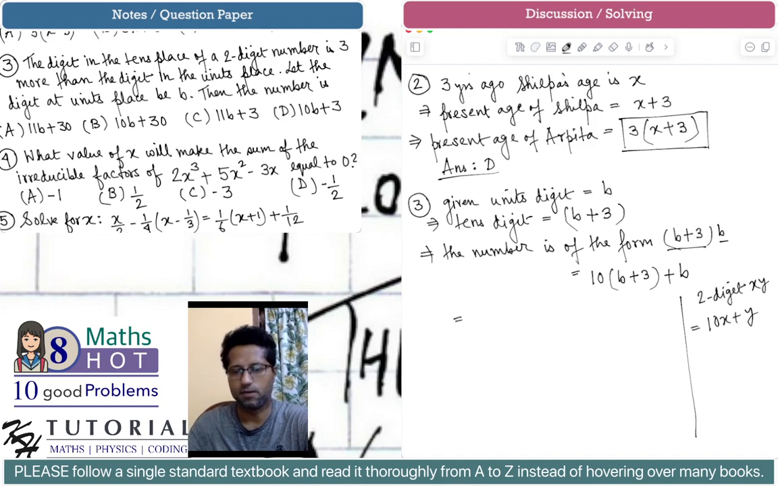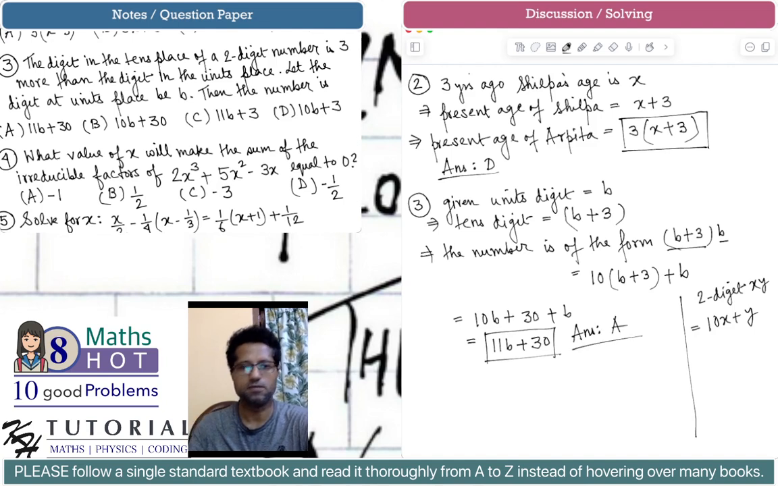If you simplify this expression further, we get 10b plus 30 plus b, and if you add up the like terms, that is the b terms, you get 11b plus 30. So this is the number, and hence the correct choice is A. A is the correct choice.